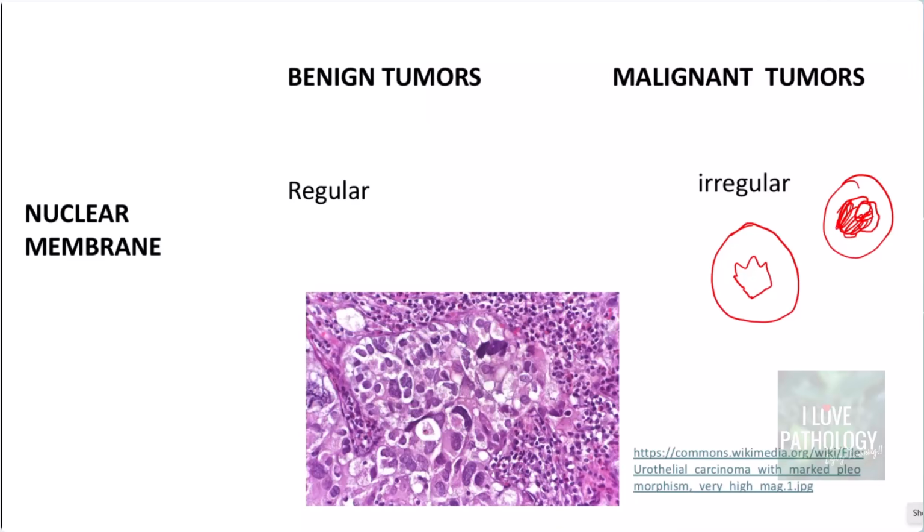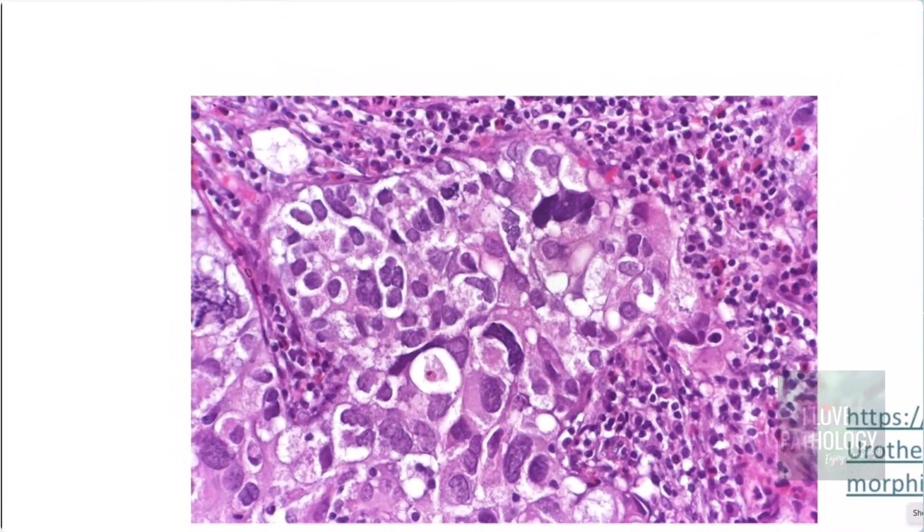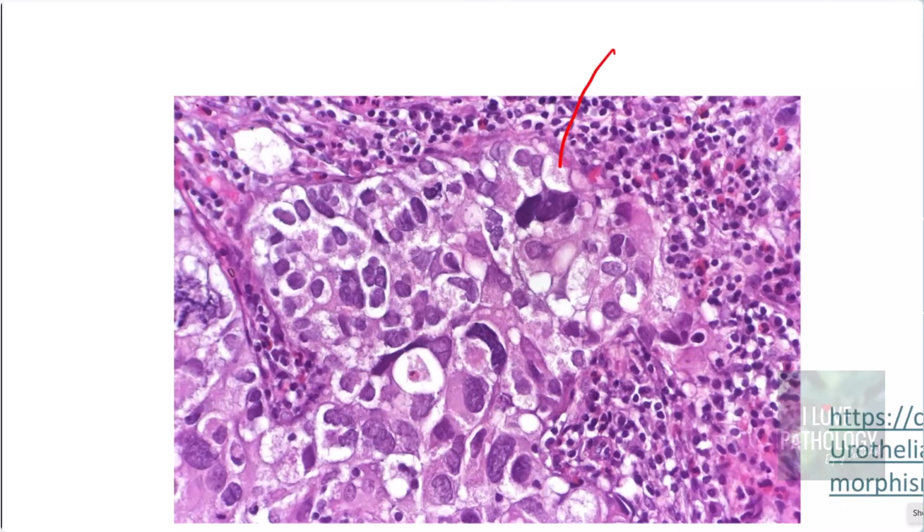Can you see this example? You can make out that here these are all irregular nuclear membranes, right? Irregular nuclear membrane, and you can also make out that some of these cells have very darkly stained nuclei, and that is called hyperchromatic. We will talk about these hyperchromatic nuclei.